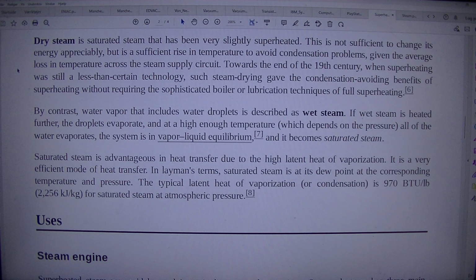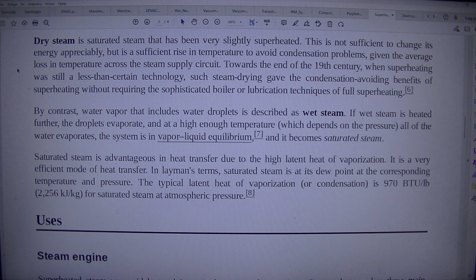This is not sufficient to change its energy appreciably, but is a sufficient rise in temperature to avoid condensation problems, given the average loss in temperature across the steam supply circuit. Towards the end of the 19th century, when superheating was still a less than certain technology, such steam drying gave the condensation avoiding benefits of superheating without requiring the sophisticated boiler or lubrication techniques of full superheating.